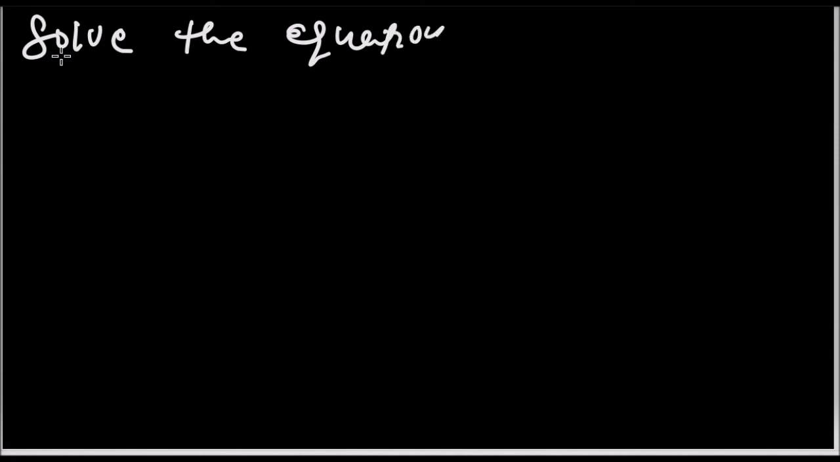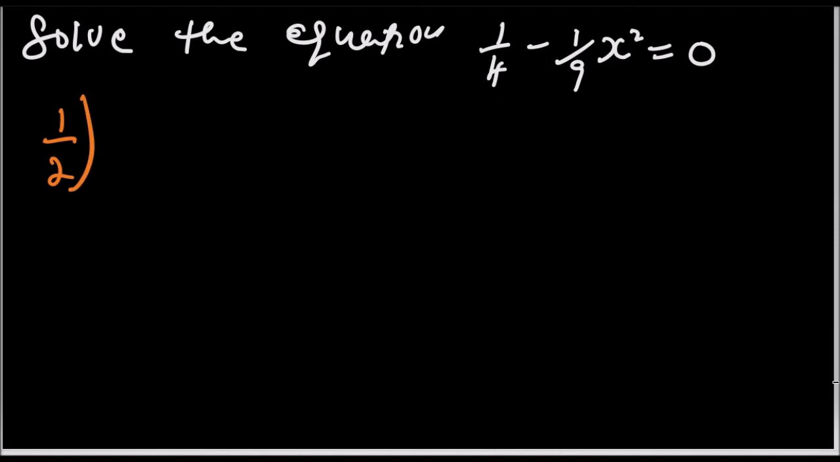So here is another example. Solve the equation. Our equation is 1 over 4 minus 1 over 9 x squared is equal to 0. We have discussed quadratic equations, and I have tried to do as many examples as possible to show you how you manipulate the equation. So for example, this one, we can write it like this: 1 over 2 squared, which is a quarter, minus 1 over 3x in brackets squared, which is 1 over 9 x squared, is equal to 0.